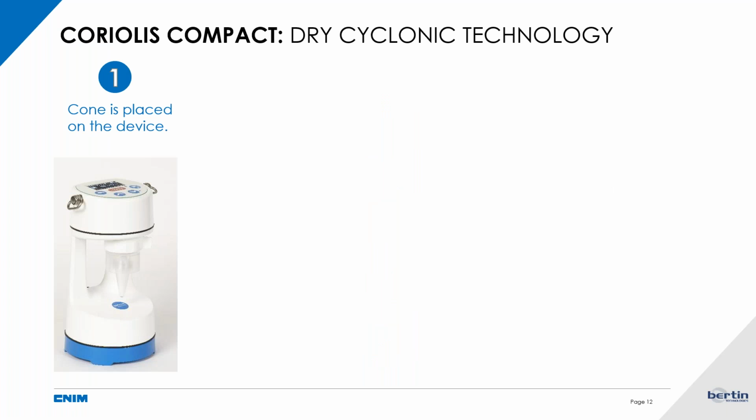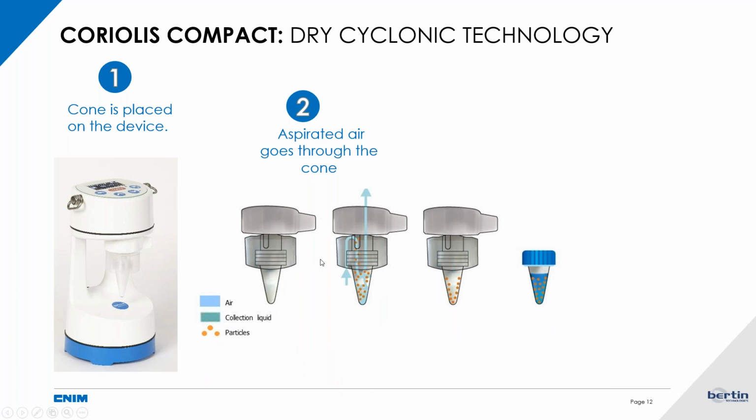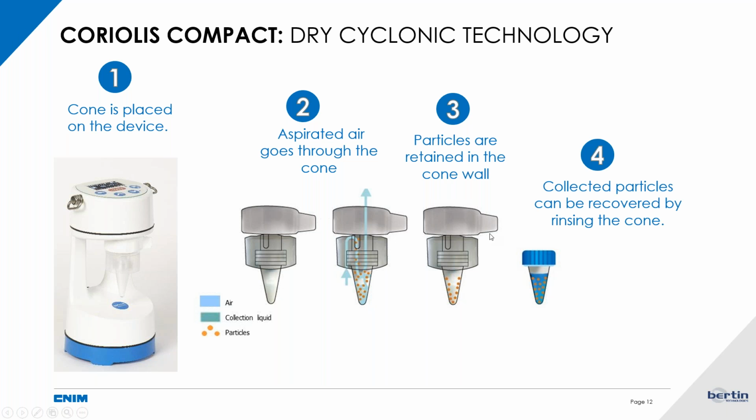The dry cyclonic technology works the same way as the Coriolis Micro. So the cone is placed on the device. Then you aspirate the air, it goes through the cone in the air intake, and it's working the same way. A vortex is created, and all the particles are collapsed inside the cone and retained in the cone wall. At the end of the collection, you can recover the particles by rinsing the cone with the adapted liquid.